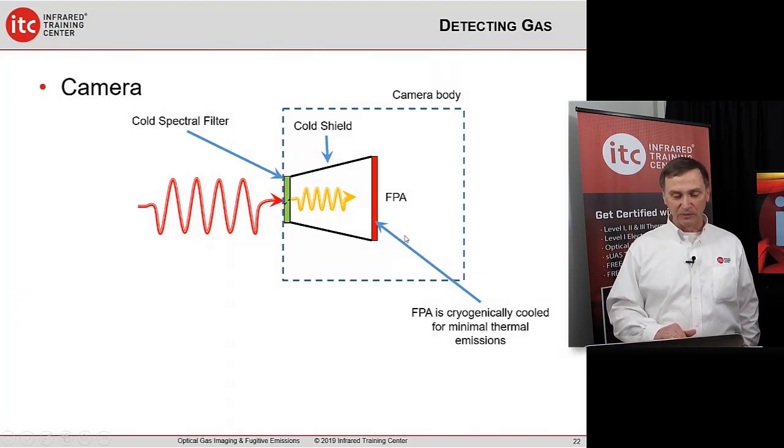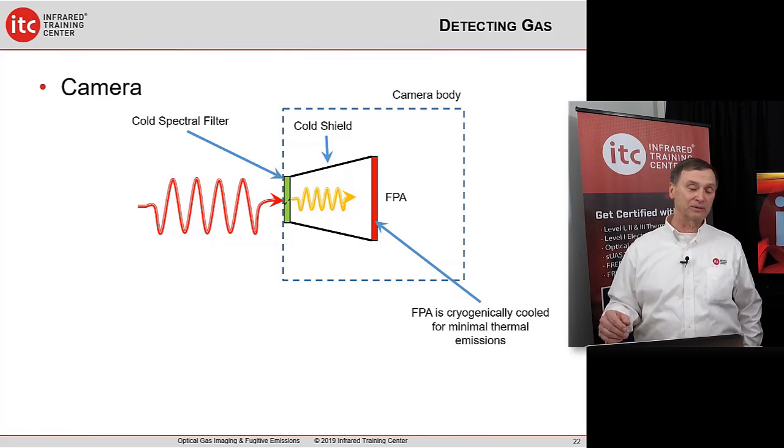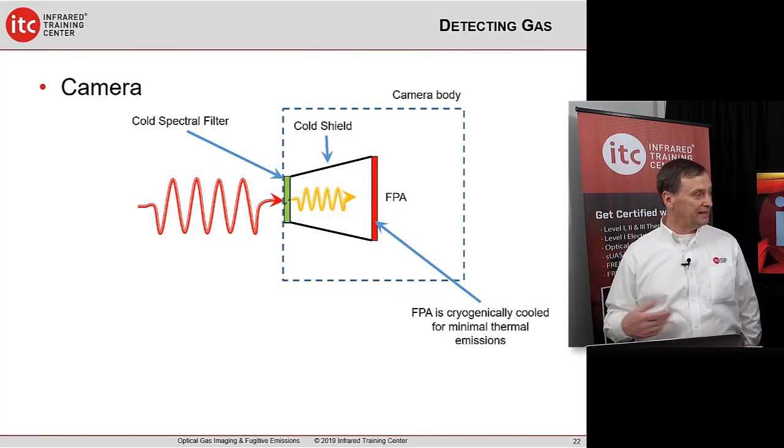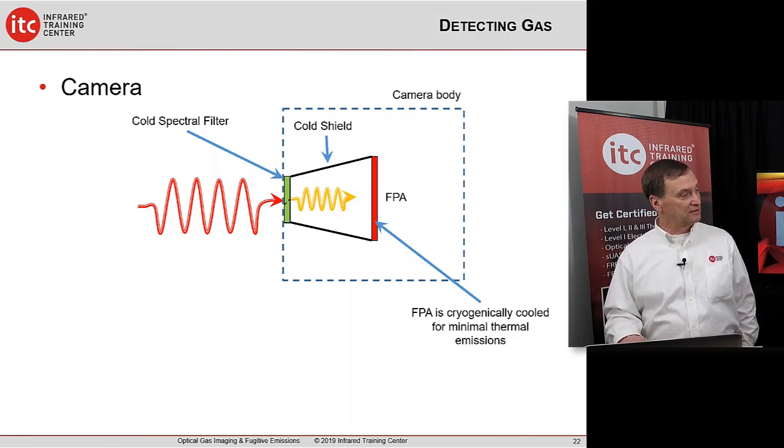So inside our camera, we have a little cold filter. The filter is at the same temperature as the detector. The detector is cooled down to liquid nitrogen temperatures. And so everything is nice and cold. The filter doesn't add any energy. And it just makes for seeing the gas a lot easier.